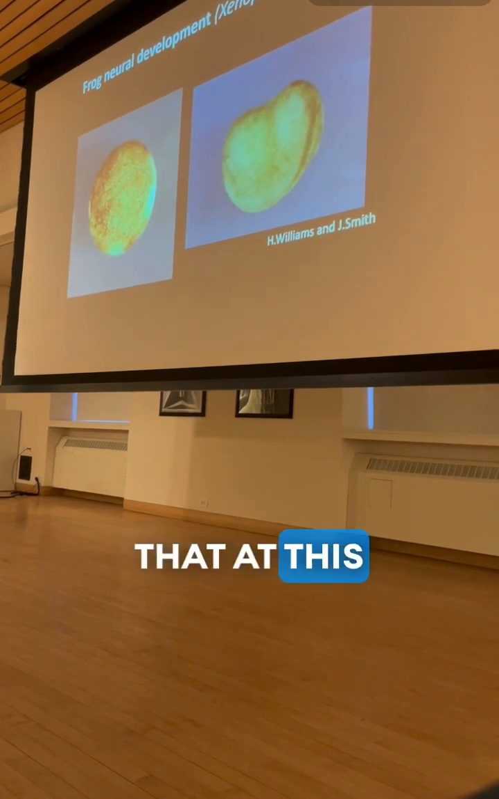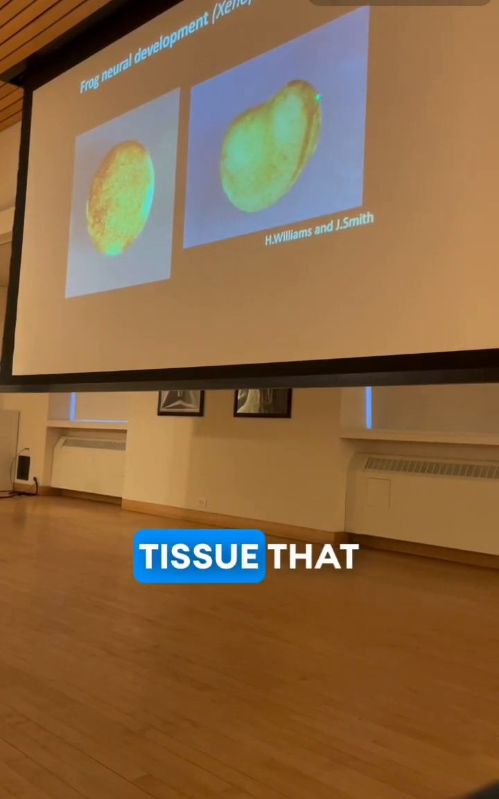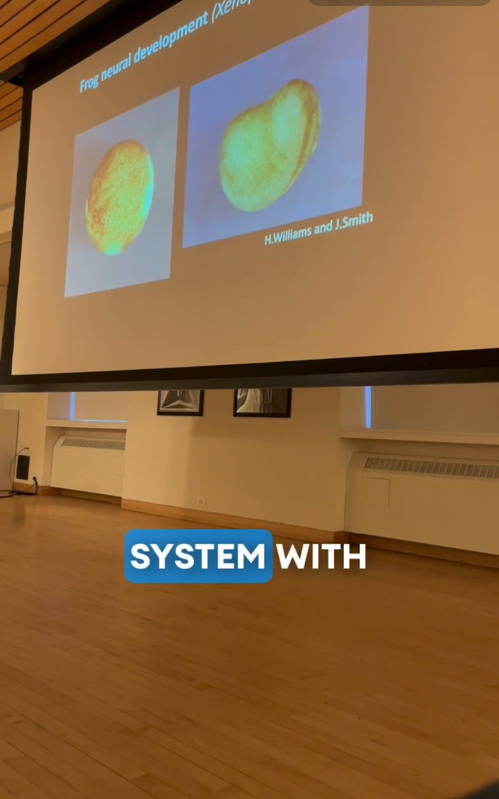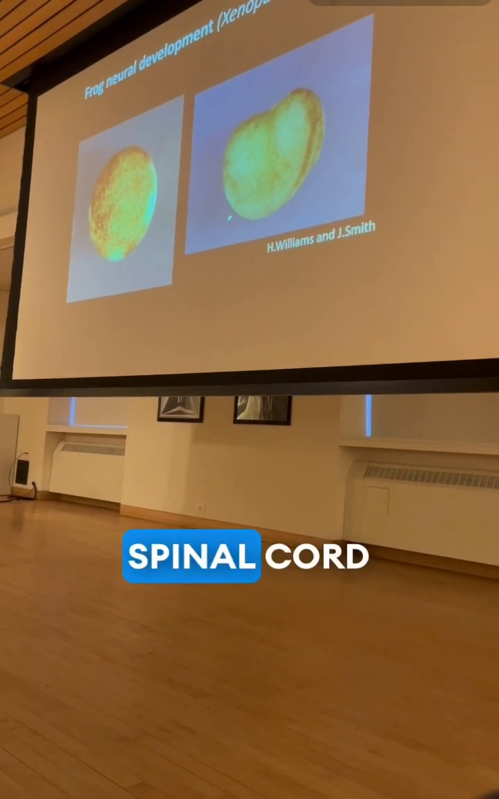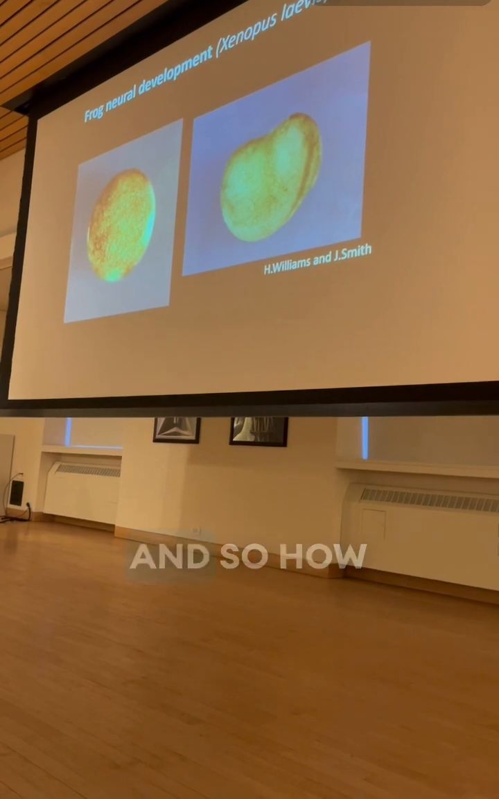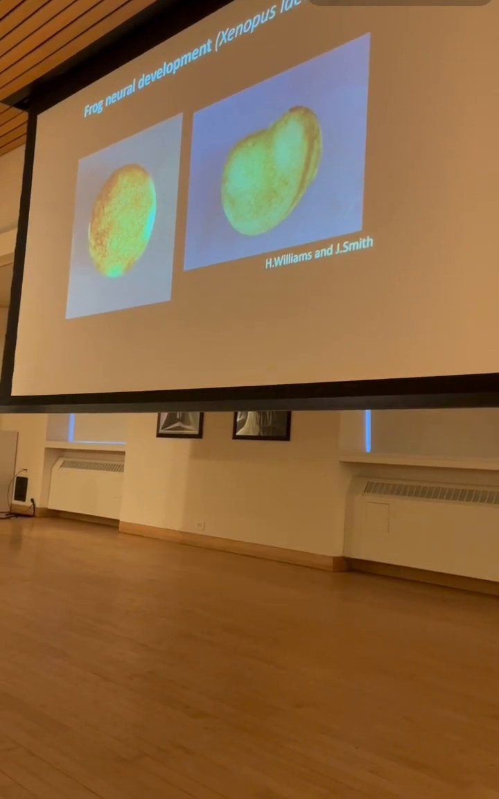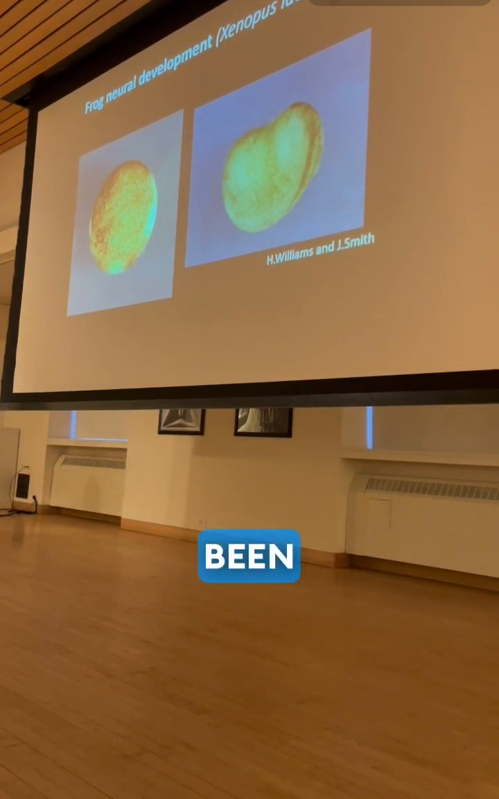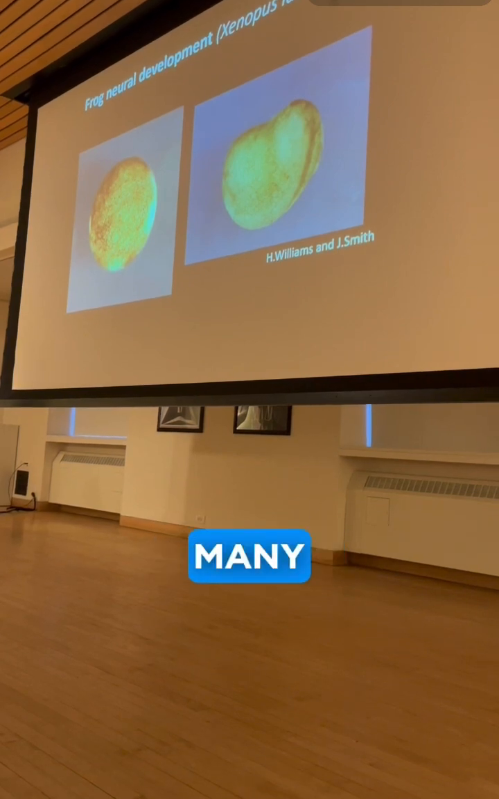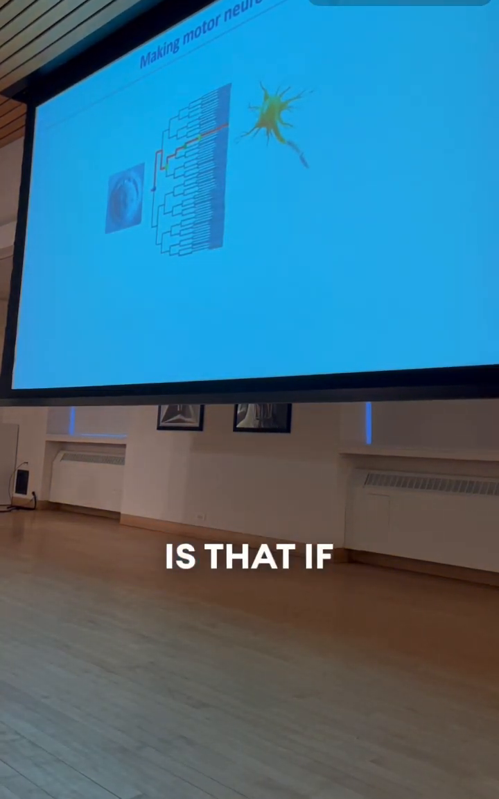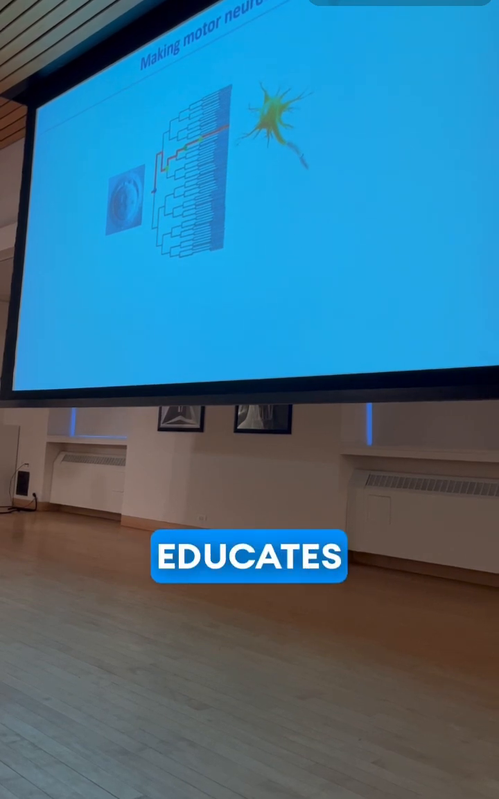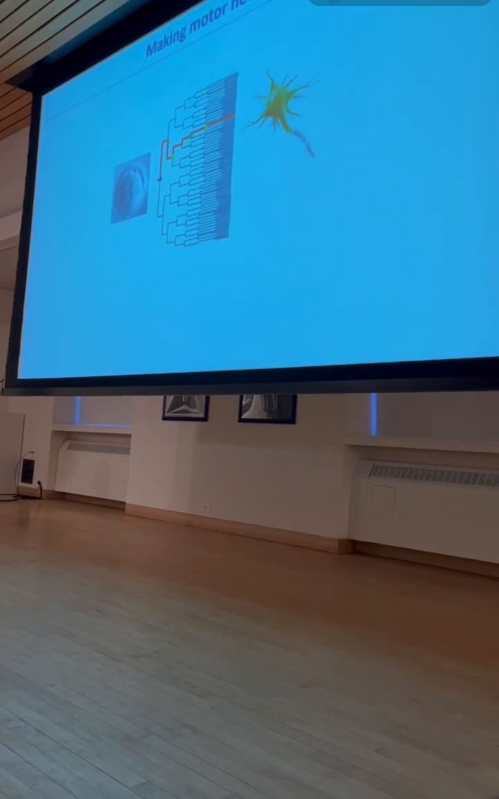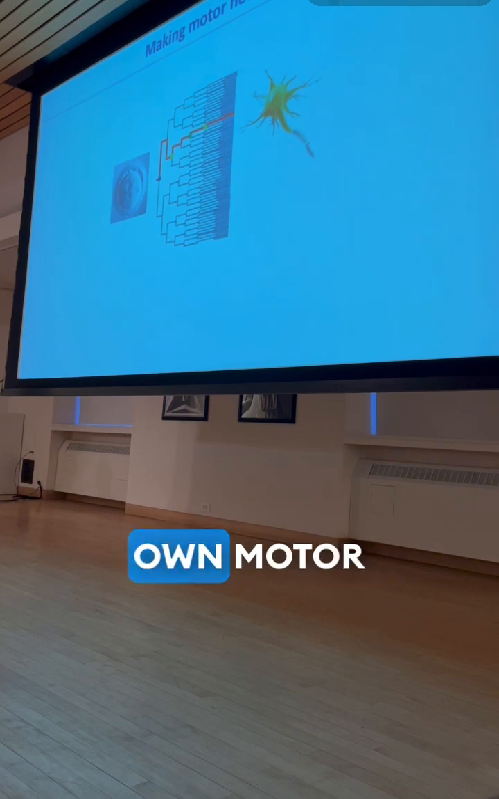And you can actually see that at this point, there is a part of the tissue that folded and formed the initial neural tube that will give rise to the entire central nervous system, with the head developing here and then the spinal cord developing in this region. And how these cells become instructed to become different parts of the nervous system, or nervous system versus skin cells or blood cells, this has been something that scientists have studied for many decades. And the idea is that if we understand what instructs, what educates cells, what cell type they should differentiate into in development, we might be able to recapitulate the process and make our own motor neurons.